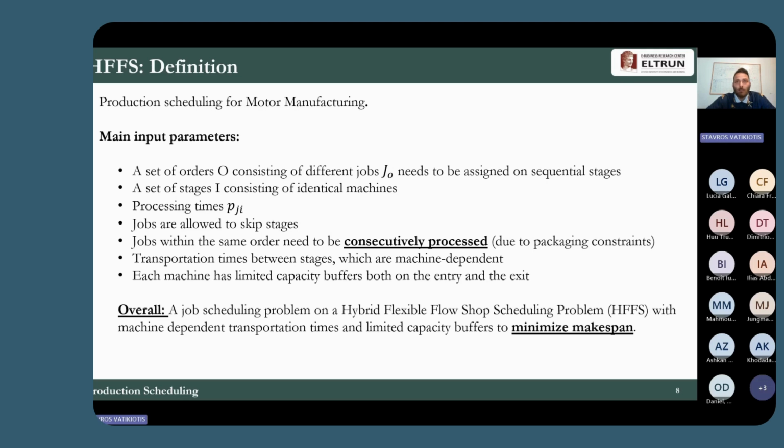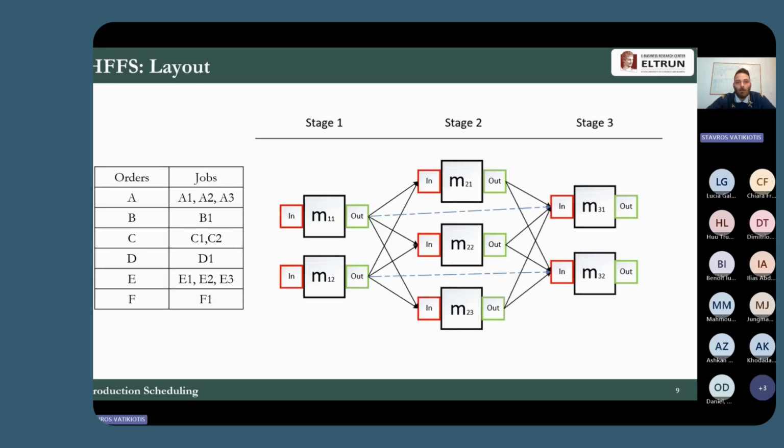Then we have transportation times, and these times refer to the time needed to move one job from one stage to another. And due to the different layout, these transportation times are known to be machine dependent. And finally, the most challenging property is that each machine has a buffer, which is like a temporary storage place, both on the entry and the exit. And each buffer has a limited capacity. So overall, we focus on the job scheduling problem on an HFFS with machine-dependent transportation times and limited capacity buffers under the makespan objective.